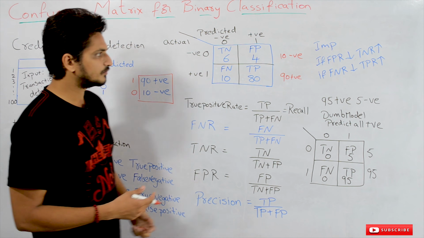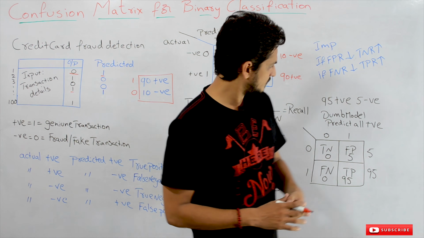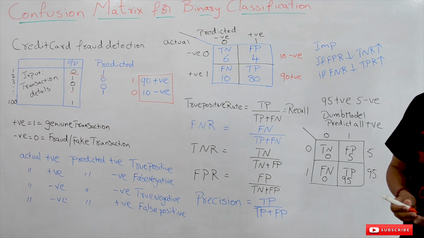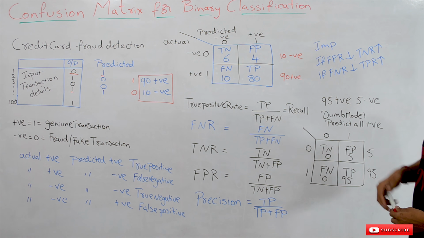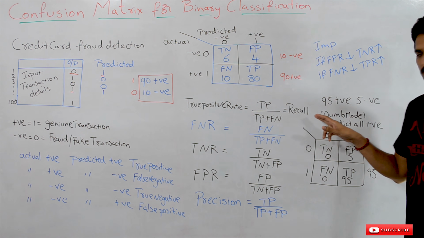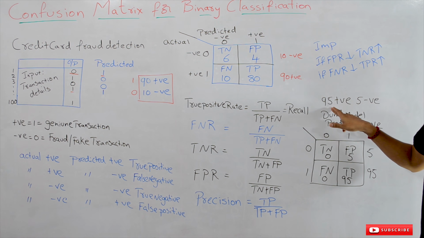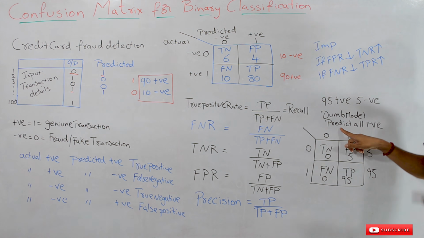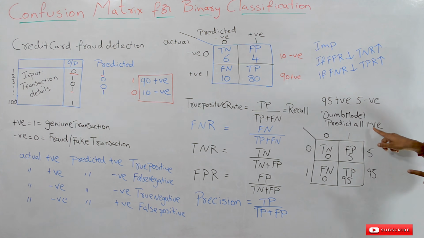Coming to our last class, in our discussion about dumb models, when we dealt with the problems of imbalanced data sets, we discussed a data set with 95 positive values and 5 negative values. We took a dumb model, which means our model always predicts positive. So let's do the confusion matrix for this. These are positive, these are negative.